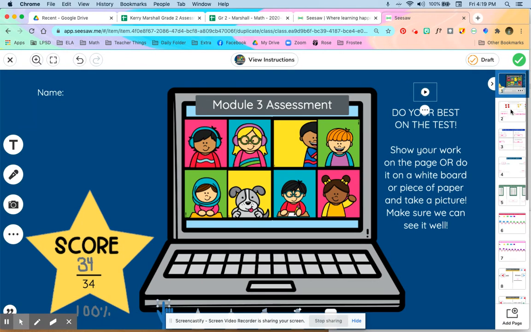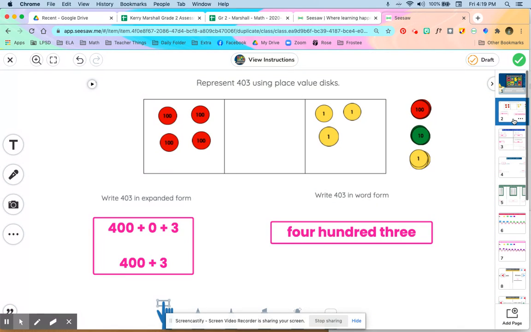So the first page, they were supposed to represent 403 using place value discs, write in expanded form, which is the addition sentence where they tell the value of each place. So 400 plus 3, I accepted either answer. And then they had to write in word form. If you look up at the top of each of these pages, there's a play button. So the students could press the play button and have it read to them if they weren't sure what these words said. And that applies to each page.